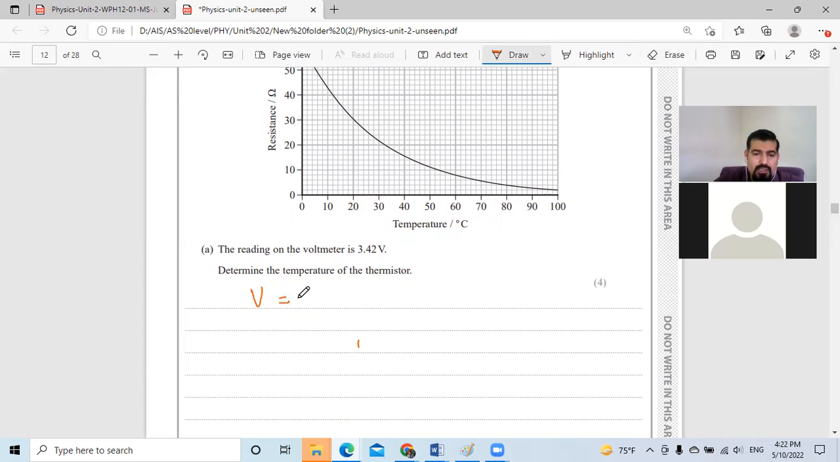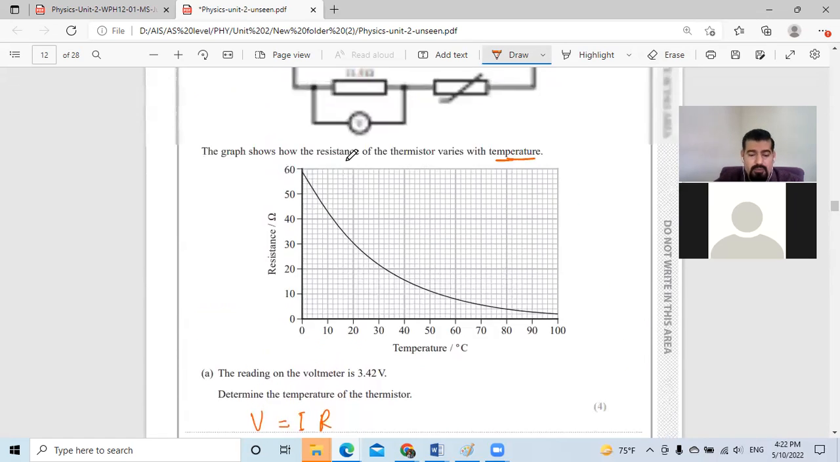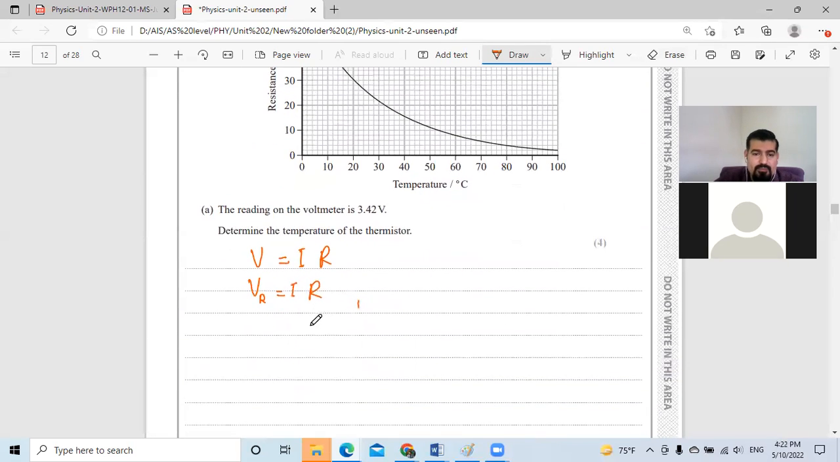So V equals IR, I'll use it twice. Once for the fixed resistor: V for the resistor equals I multiplied by the resistor, which is 11.5. So 11.5 multiplied by I equals 3.42. So I can find the current, which is 0.297 ampere. This is the first step.